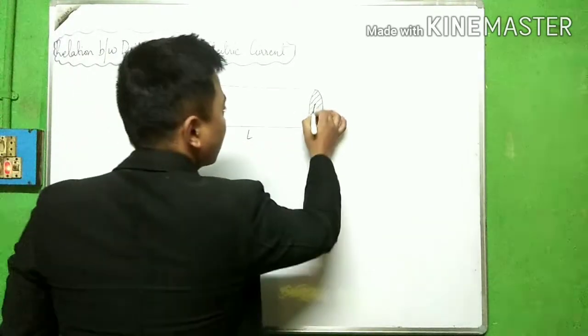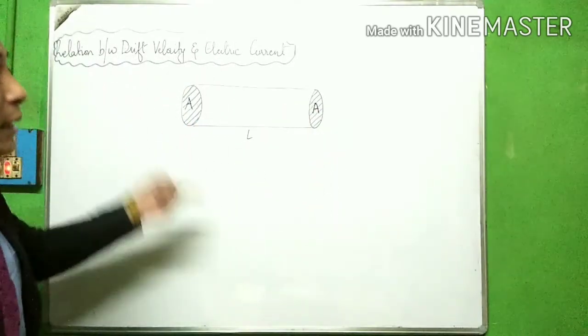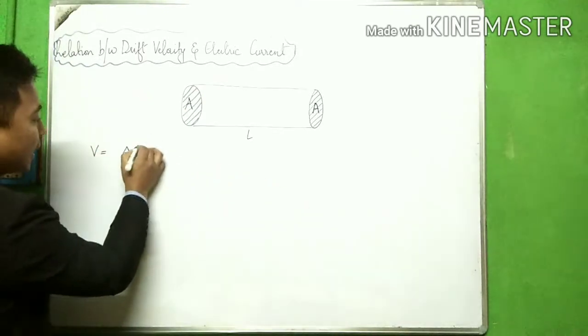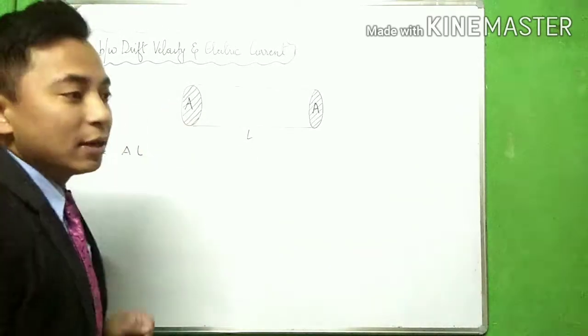Then the volume of the conductor is A into L, that is length into cross-sectional area.